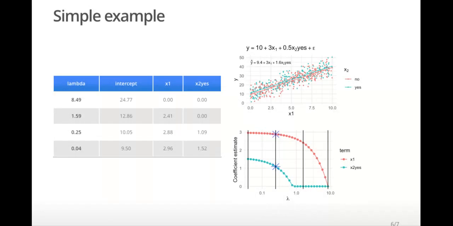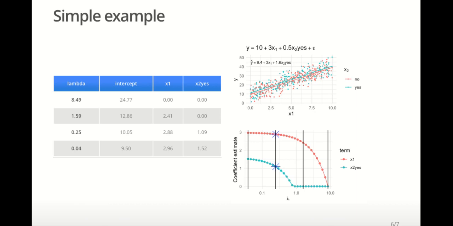In this example, I generated 500 y's from the equation shown in the title of the graph in the top right corner. Y equals 10 plus 3x1 plus 0.5x2 yes, plus epsilon, where the errors are normally distributed with mean 0 and variance 25. So x1 is a quantitative variable, and x2 is a categorical variable with levels yes and no. The graph in the upper right shows a plot of the sample of data, and the least squares regression equation is shown on the plot.